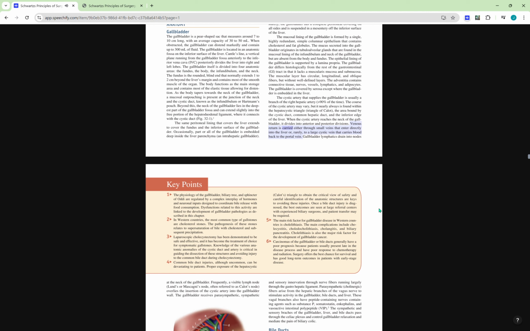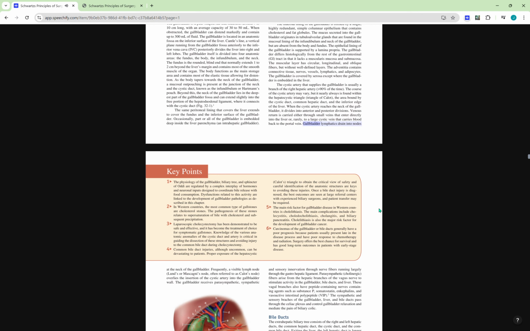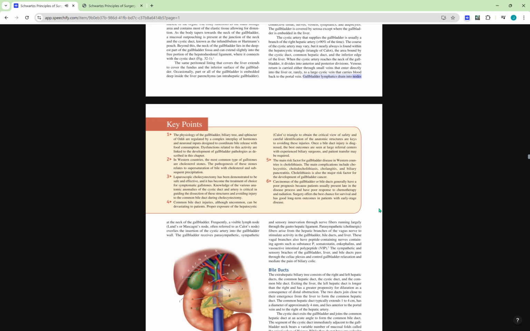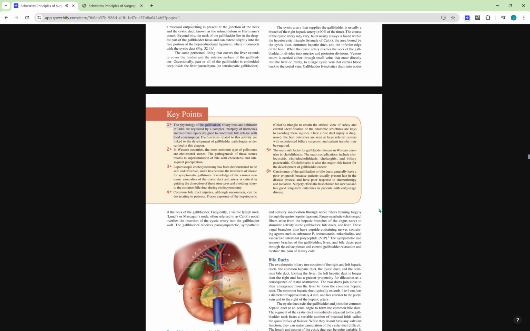Venous return is carried either through small veins that enter directly into the liver, or rarely to a large cystic vein that carries blood back to the portal vein. Gallbladder lymphatics drain into nodes. The physiology of the gallbladder, biliary tree, and sphincter of Oddi are regulated by a complex interplay of hormones and neuronal inputs designed to coordinate bile release with food consumption.